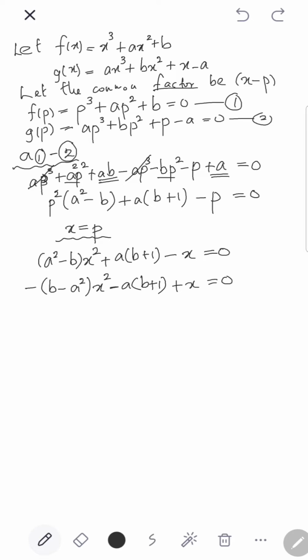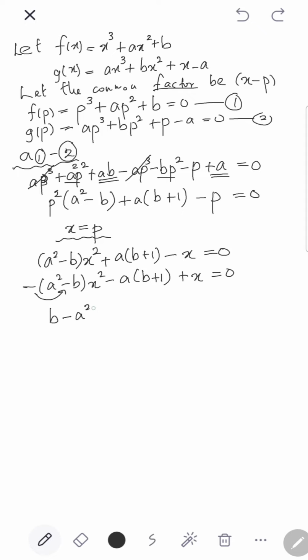Okay, I think I have made a mistake here. Just redo the step. Multiply the entire equation by minus. Then it is a square minus b x square minus a b plus 1 minus into minus plus 6. Now we can multiply the minus sign inside the bracket, plus 6 minus a times b plus 1.